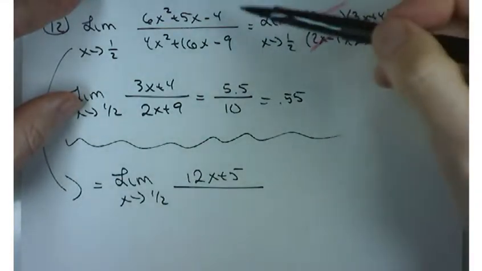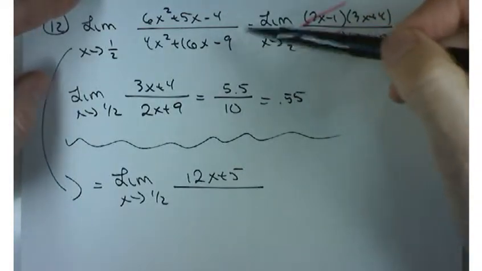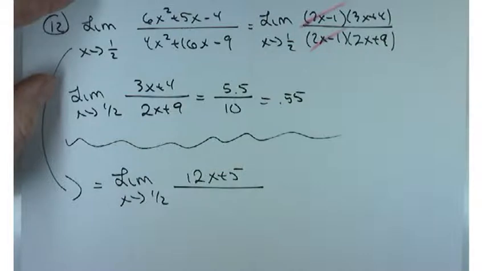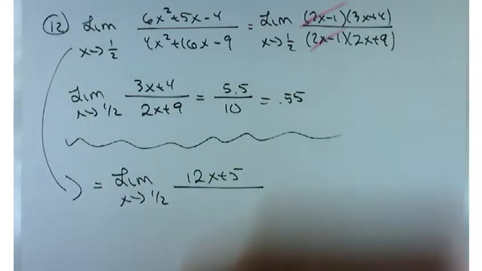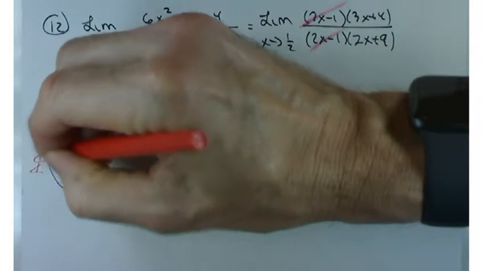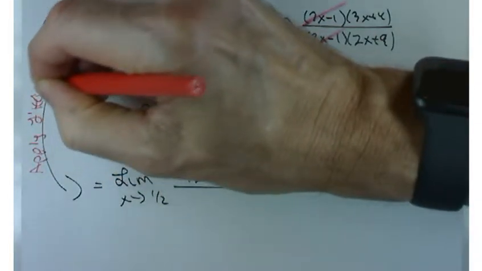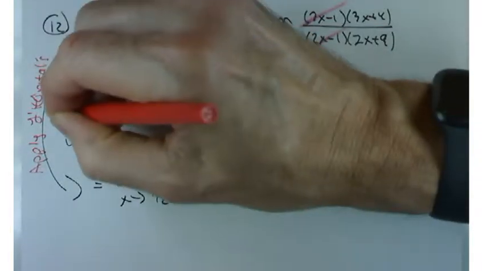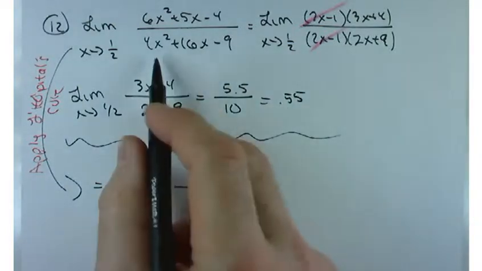Yes, if I plugged in 1/2, the numerator would be 0, and the denominator would be 0. That makes it an indeterminate form, so that's why I can apply L'Hopital's rule. Yeah, because that's a 0 over 0 indeterminate form. Okay, let's see about the denominator.